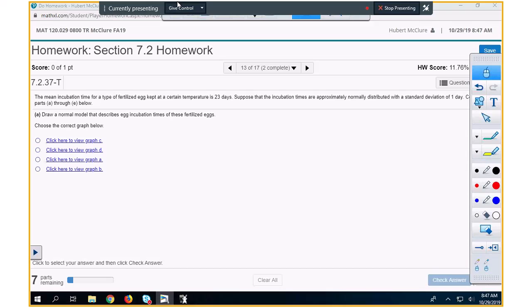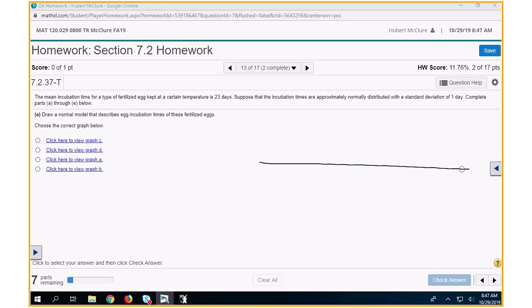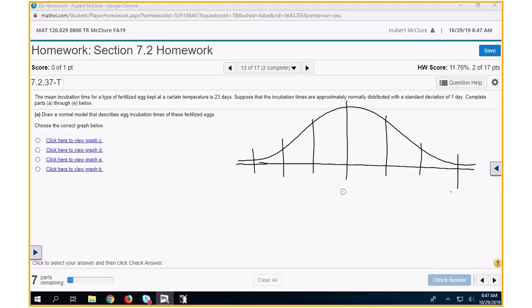Okay, the mean incubation time is 23, so you might have a z-type question, but I want to draw a picture. And I'm going to draw a very good picture because I think this is kind of targeted to the empirical rule, but I may be wrong. So that's going to be 23. So this is going to be 24, 25, 26, 22, 21, 20.